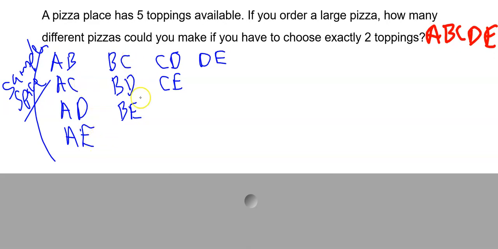1, 2, 3, 4, 5, 6, 7, 8, 9, 10. You might have even noticed a pattern there. You could have not quite finished once you kind of figure out 4, 3, 2, 1. You're adding up 4 plus 3 plus 2 plus 1. 10 is the number of different possible pizza combinations.